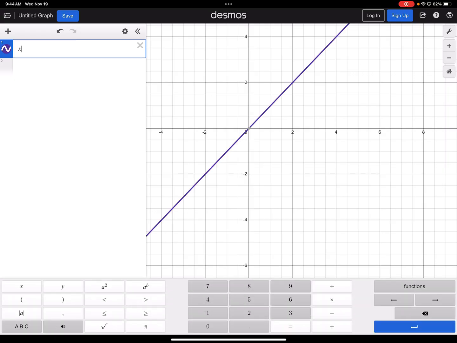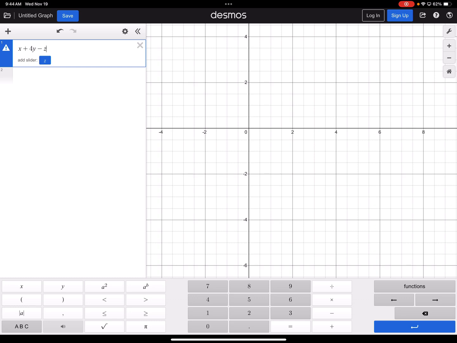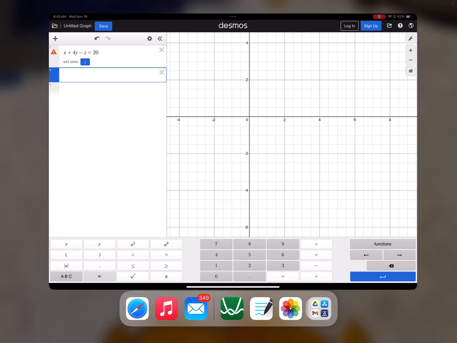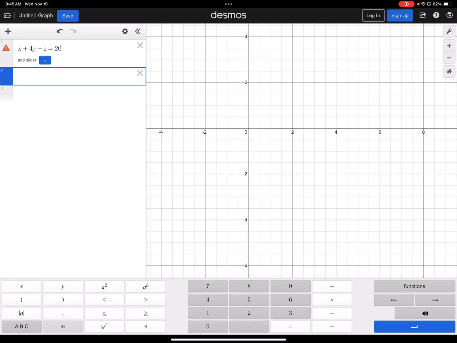x plus 4y minus, see, I don't even have a z, equals 20. He's not wanting to do that because he's wanting to change. We could put in, what did we say z was going to be? What was my answer for z? -3. Okay, so if I put in -3 there, I'm just checking.